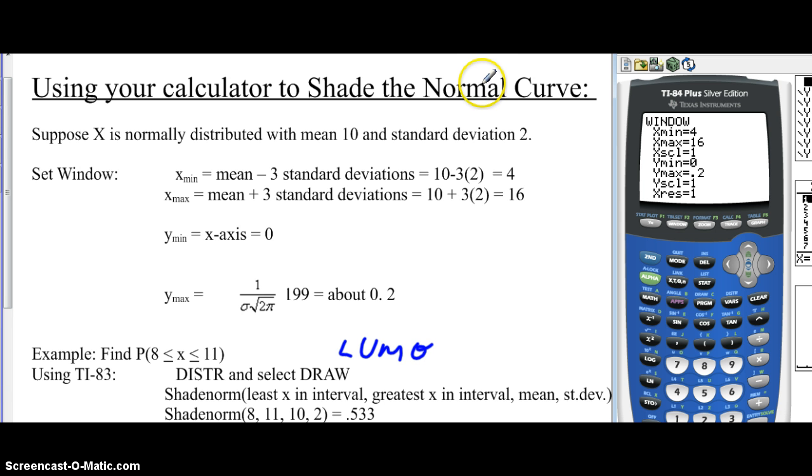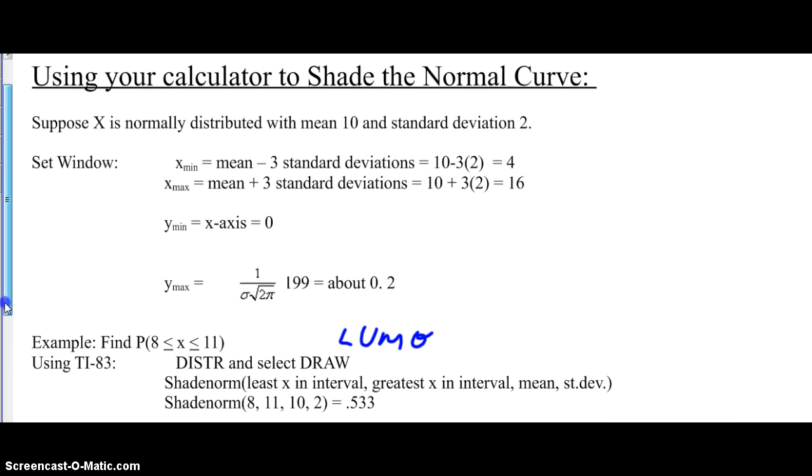Okay, so the shade normal is pretty neat to see how the graph looks, and you have to set it up using these parts in our window here. For the x minimum, you have the mean minus 3 standard deviations. So in our example here, we would have the minimum for x, and then the maximum would be the mean plus 3 standard deviations. So that would be, in this example, 16. And then our y minimum is always 0, and our y max is 0.2.